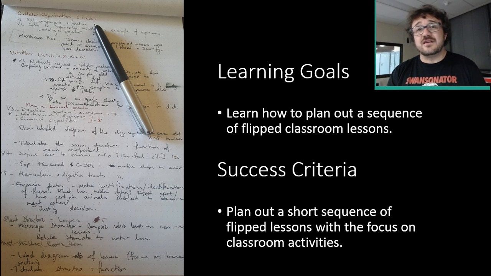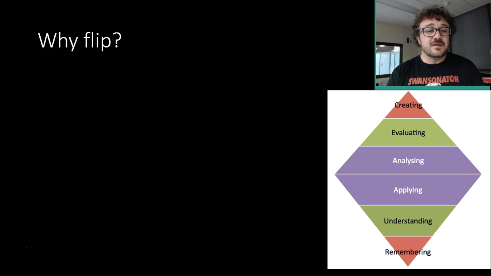Our success criteria, so what you should be able to do at the end of this, is to be able to plan out a short sequence of flip lessons with the focus on the classroom activities. We'll mostly spend our time talking about the videos, but the classroom activities are stuff you do as a teacher already. By the end of this, you should be able to plan out a few lessons and see how you go. Just to jump in and get practice. It'll get easier the more you do it, like everything else.